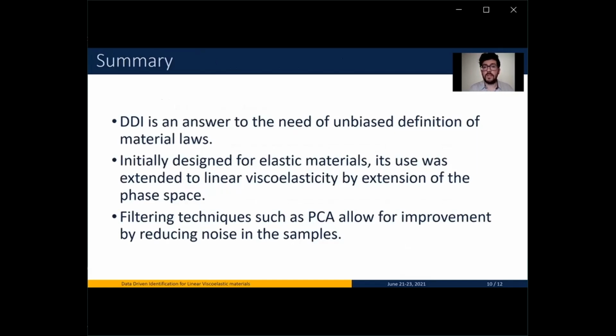So after all this, here's a summary of the three main points to retain from this presentation. DDI is a method that comes as an answer to the need of an unbiased definition of material loss. It was originally designed for elastic materials, but it has since been extended to other types. Here, we proved that we can improve the results in linear viscoelastic samples by extending the definition of the phase space. And finally, if we complement DDI with filtering techniques of the type of PCA, we can improve the results further by removing noise from the samples.